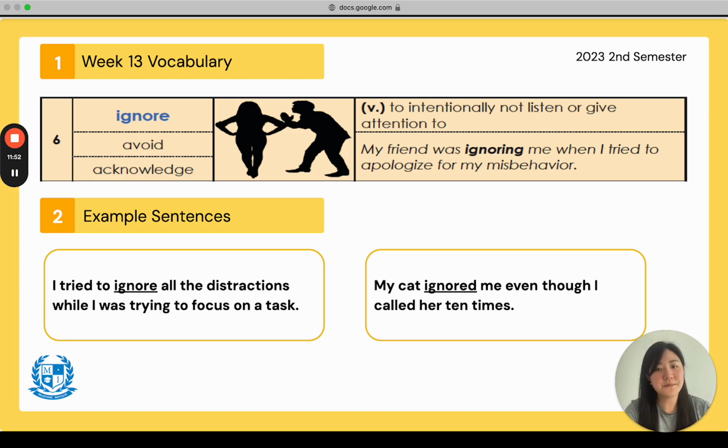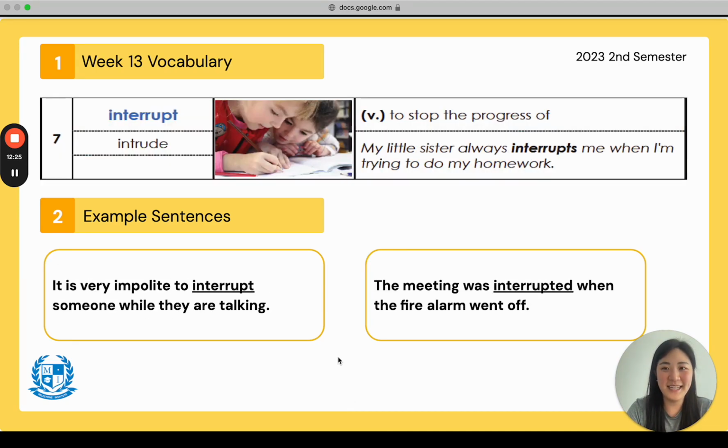Example 2. My cat ignored me even though I called her 10 times. So I made this sentence. I thought it was very true of my life. If you know that I have a cat, her name is Tuna. And whenever I call her, I'm like, Tuna, Tuna. She never comes. She always ignores me. She acts like she's not listening, and she purposefully doesn't want to give her attention to me. Everyone say ignore. Good.